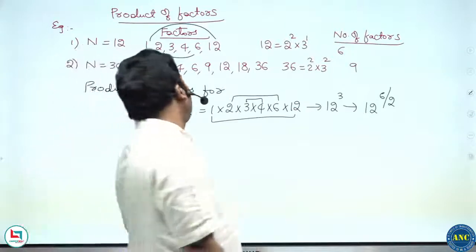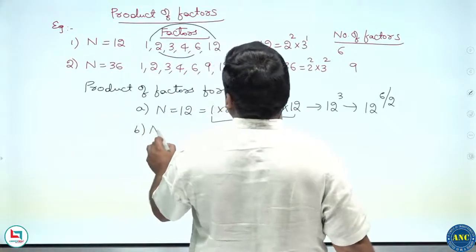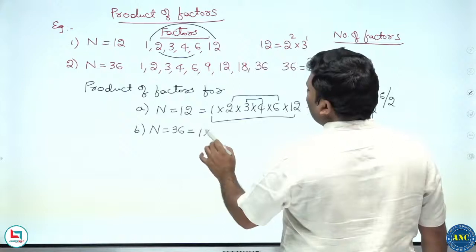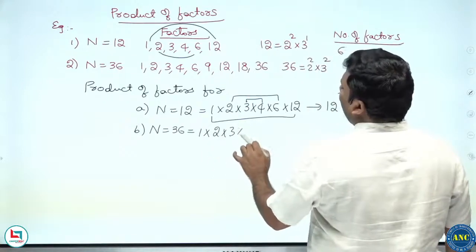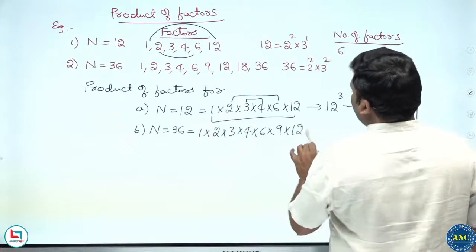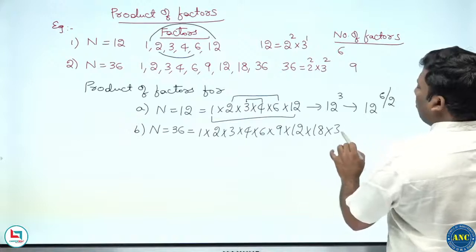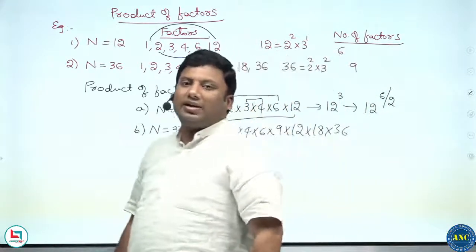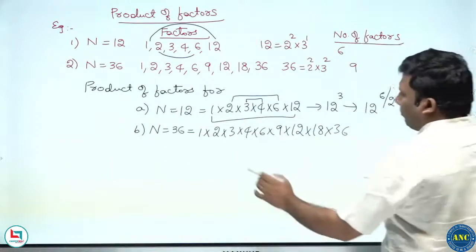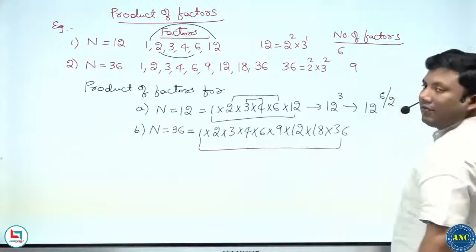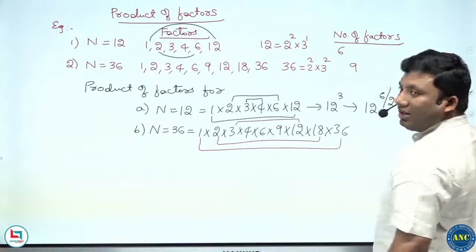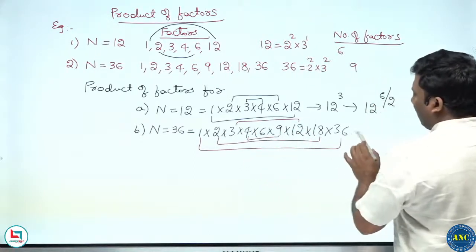Just park that one. Let me do it for n equivalent to 36. For 36, I need to multiply all the factors. 1, 2, 3, 4, 6, and 9, 12, 18, 36. Now see here. I have to do the product of these numbers. First with last, again 36. 2 with 18, 36. 3 with 12, 36. 4 with 9, 36.